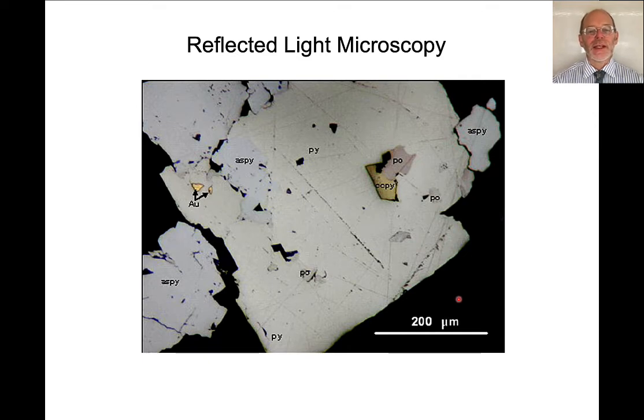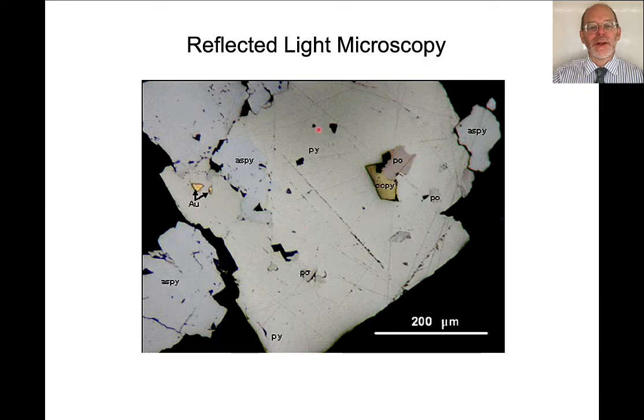Oftentimes in these classes, we talk about transmitted light microscopy, looking at thin sections. But for many economic minerals, which are either oxides, oxyhydroxides, or sulfides, we can't see through them with transmitted light. However, they can differ considerably in the way that they reflect light. Here, for example, is a reflected light image of an ore. It has several different minerals in here.